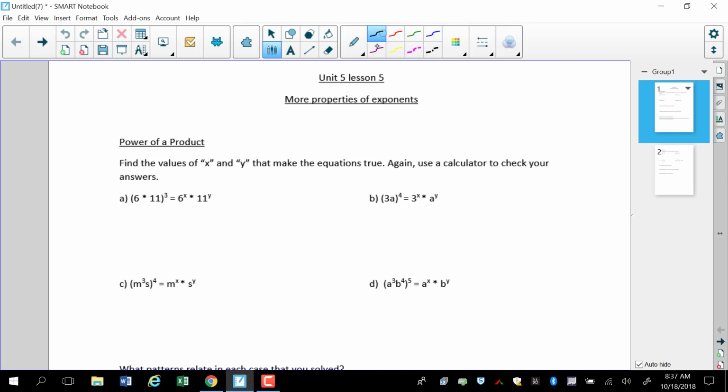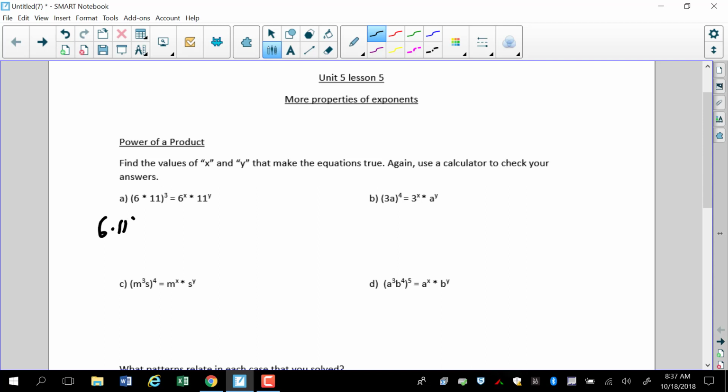So if we take a look at this example, 6 times 11 to the third, this is really 6 times 11 three times, which means we have 3 powers of 6, so 6 to the third and 11 to the third. If you have a problem like this, no different.